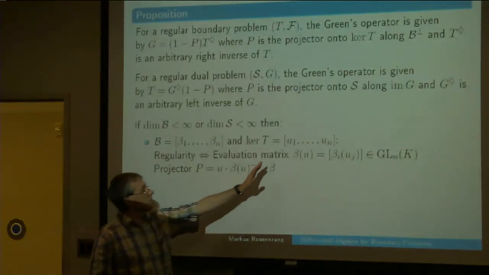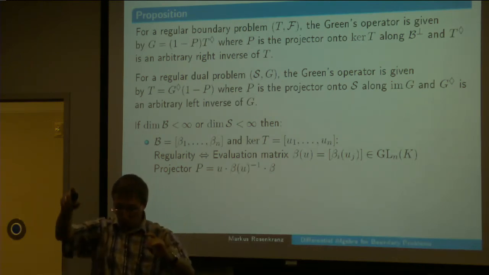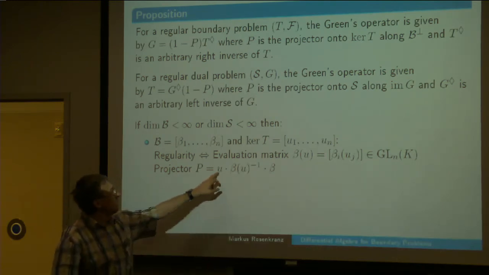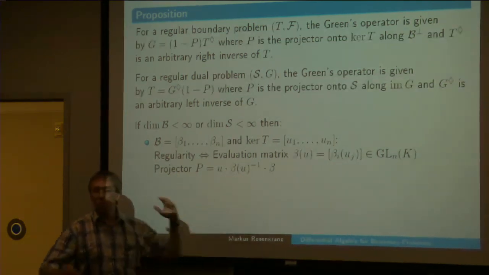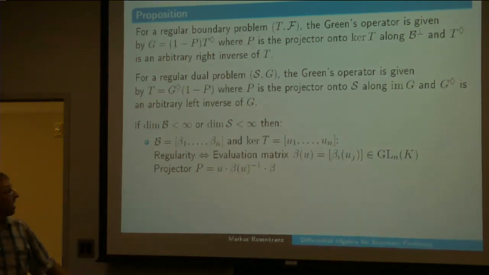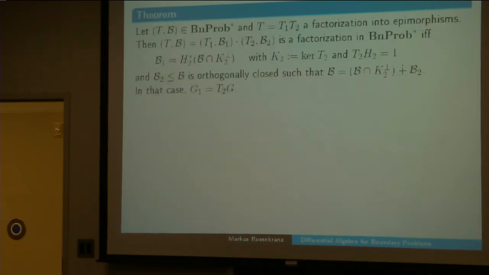Yeah? So what you do is, you take these boundary conditions, write them as a vector, beta 1 to beta n, a column vector, and take the fundamental solutions, write them as a row vector here, and then multiply them into this evaluation matrix, and you get the projector. Okay? And of course, there's a similar result for dual problems where you have the opposite situation.